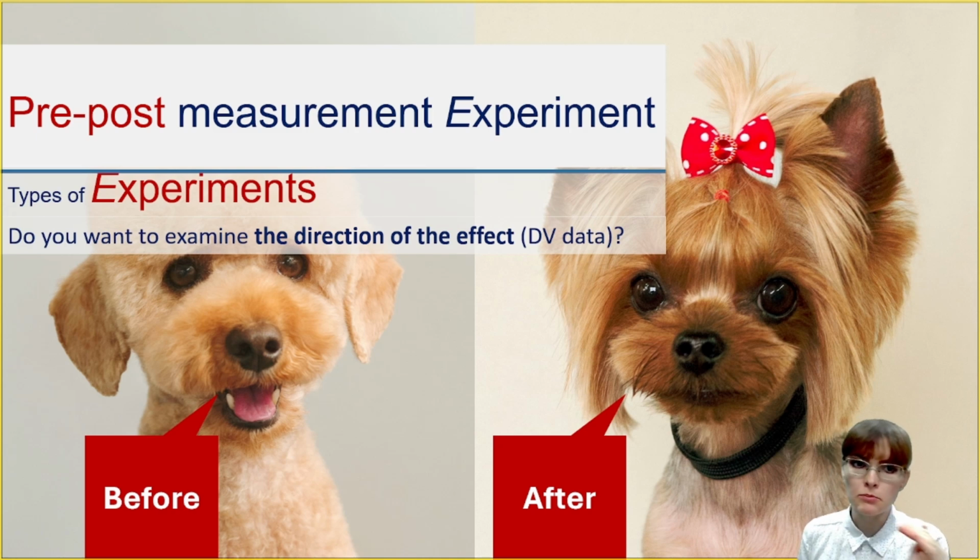What is pre and post measurement experiment all about? For you to remember the difference between this experiment and all other experiments that I've already covered on this channel, I recommend you remember this before and after makeover schematic so that you can more easily memorize the purpose of this experiment. And the purpose of this research is to actually measure with more precision the changes in your dependent variable. In other words, measure the direction of the effect of your independent variable, of your treatment, on whatever you are studying.